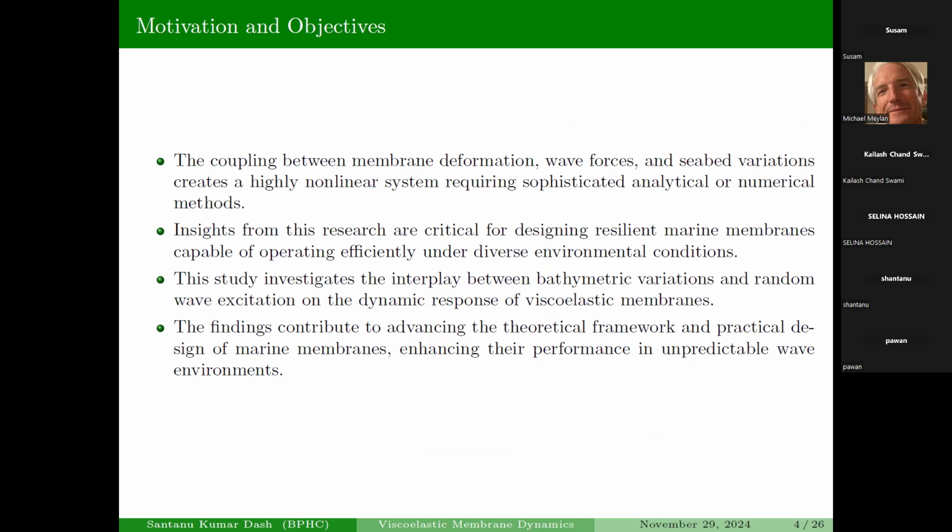I hope this is not a complete work; I am still doing it, but I hope these findings can provide a theoretical framework and practical significance for marine membranes and enhance their performance in unpredictable wave environments.